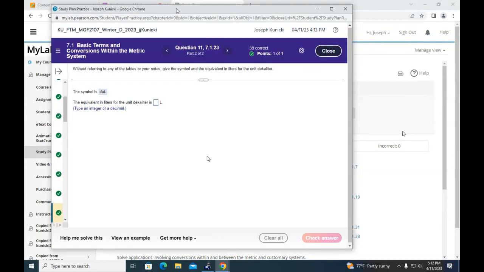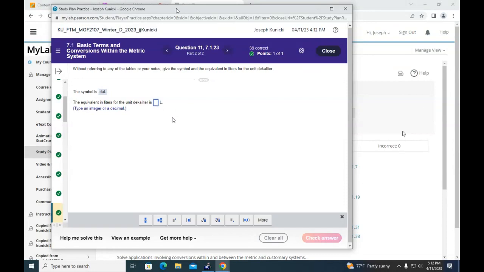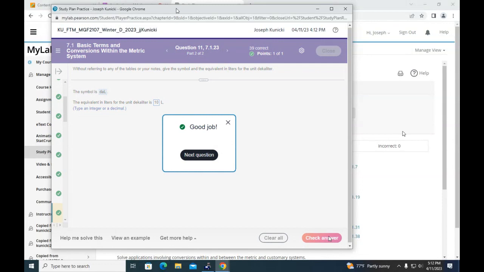Now, if we're going up, we multiply. So this will be 10 liters. Because that's what da means. It means 10. Follow? And if you look at the table, next to da, the power of 10 is 10 to the first.